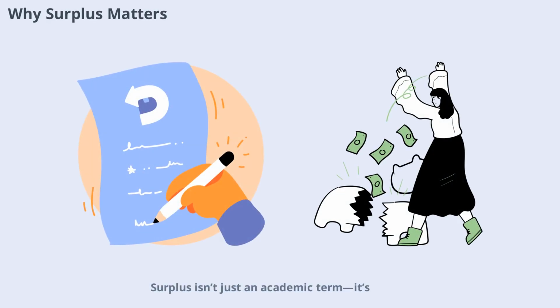Surplus isn't just an academic term, it's a practical measure of economic welfare. When consumer and producer surpluses are high, it means both buyers and sellers are benefiting from market activity. Policymakers and economists use these measures to assess the health of markets and the impact of policies. Understanding surplus helps us see who gains from changes in prices, taxes, or regulation.